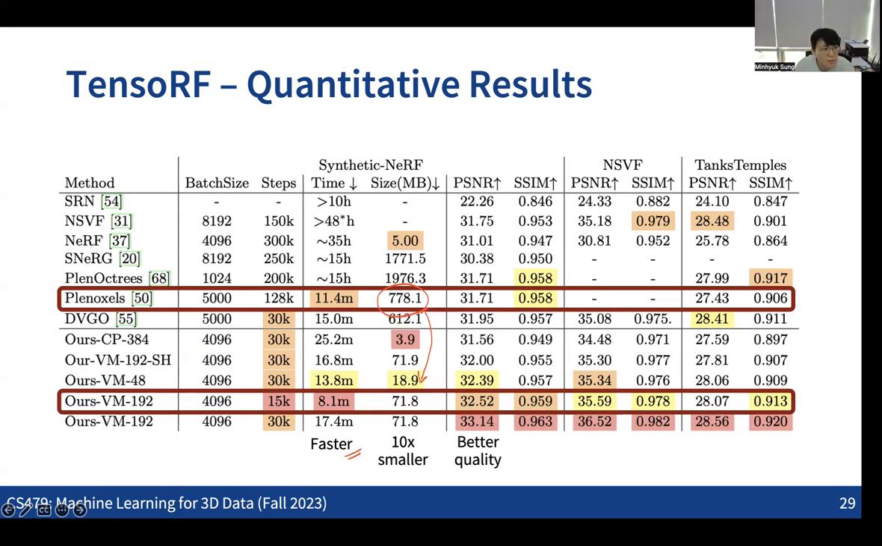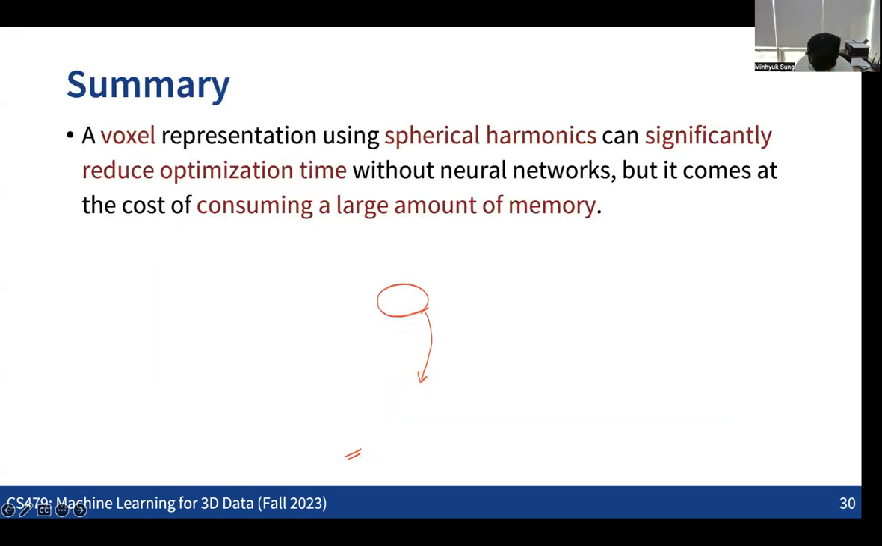Okay, so a quick summary: we also discussed some ideas in terms of how we can reverse the voxel representation and also the spherical harmonics in terms of reducing the computation time. But this was also the case that we are consuming a large amount of memory to speed everything up.